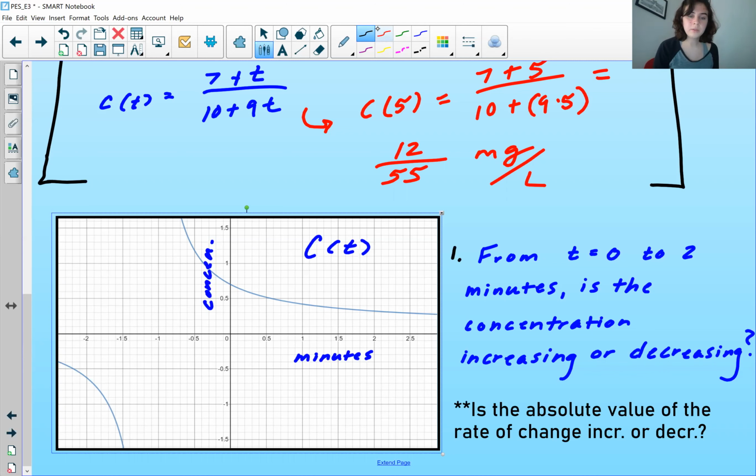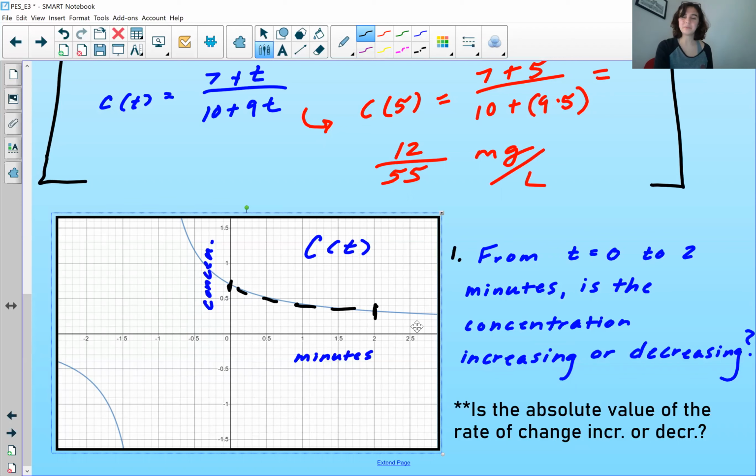And as you know, I like to use my little tangent lines. So we're looking at from 0 to 2. Let me see what my slopes are looking like. They're not super negative, but they are still negative slopes. So I would have to say my concentration is decreasing in that time interval.